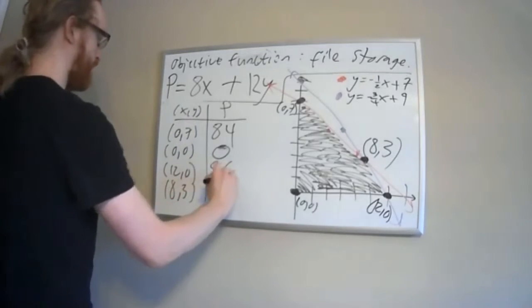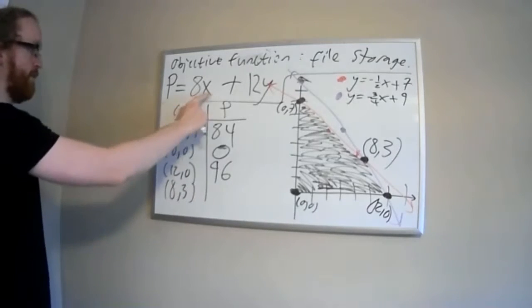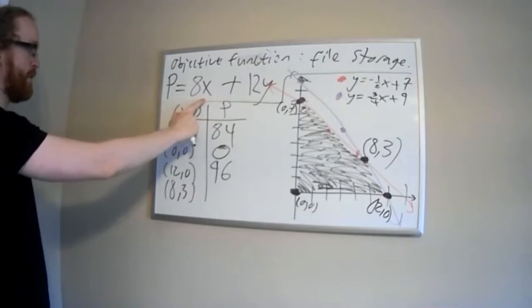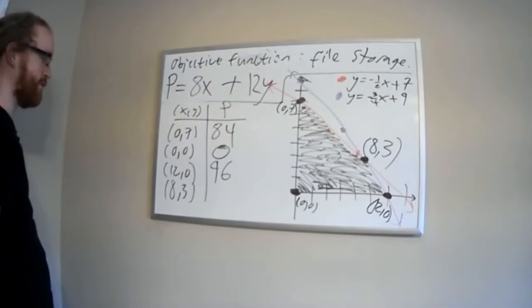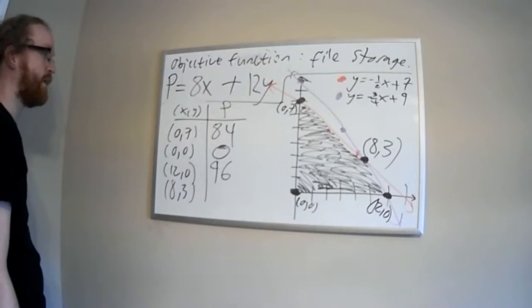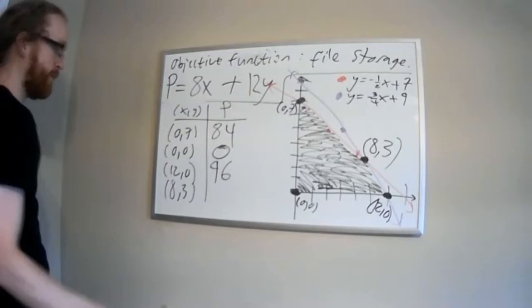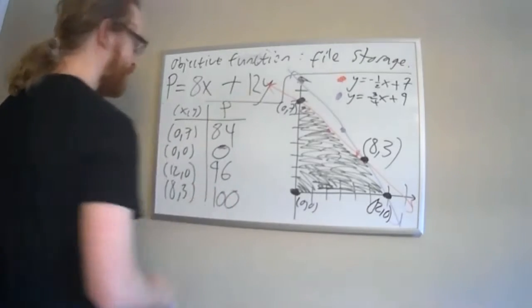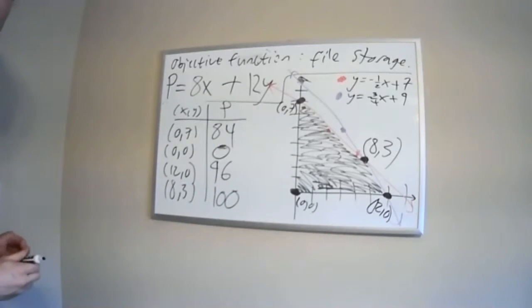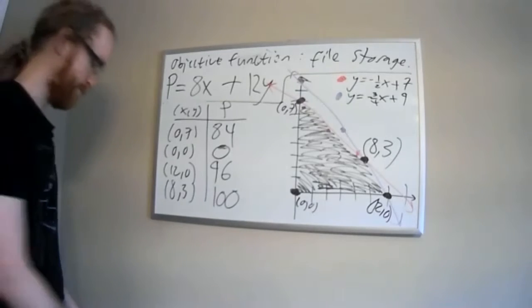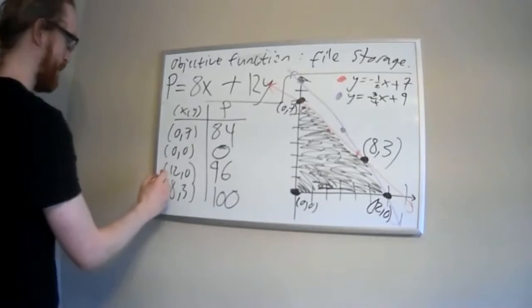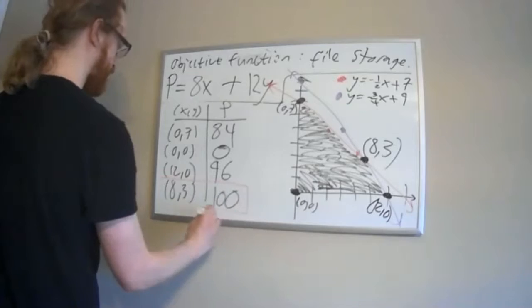96. And finally, 8 and 3 will give me 8 times 8 is 64. 12 times 3 is 36. So what's 64 plus 36? I believe that's 100, if I'm doing my math right. So out of these, what is the maximum? Well, of course, the biggest number that I wrote down here is 100. So here is our max.